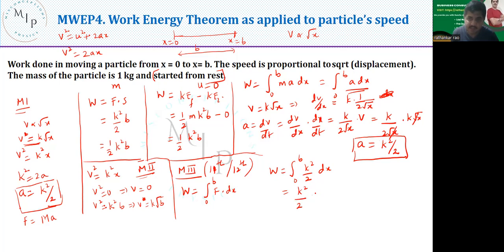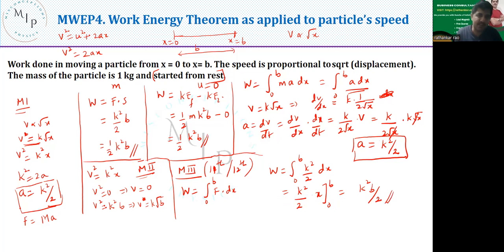What is integral of dx? x, and this is from 0 to b, which would now be equal to k square b divided by 2. I have just applied upper limit minus lower limit, b minus 0. So therefore it is half k square b. Now, did we arrive at the same equation? Here also we got half k square b, and here also we got half k square b.